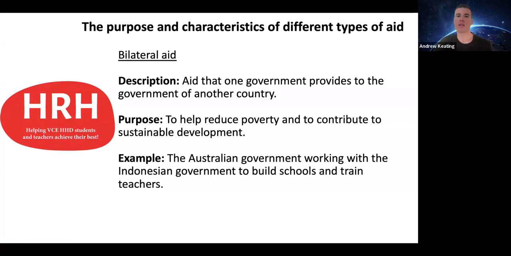So it's where a country, such as the Australian government, might set up a program in partnership with, say, the Indonesian government to help do things like build schools or build wells, or set up health centers. And so hopefully that will help the people in the country where the aid is being delivered to improve their levels of health and well-being and human development. And often it is to help them move out of poverty and try to increase their standard of living.